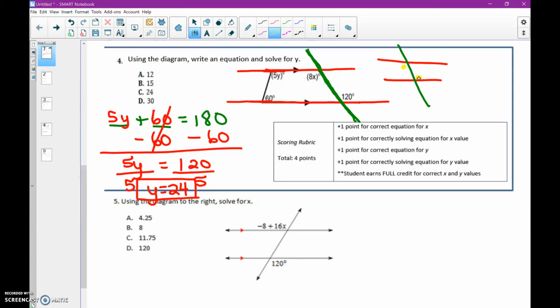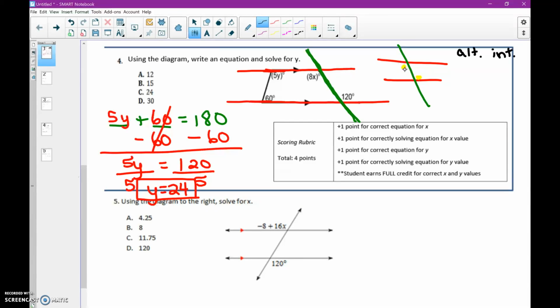Now those are not same side interior. They're not between the red lines on the same side. This time they're on opposite sides. Well, what's that word that we used for opposite? Hopefully you remember the word alternate. And they are interior angles, so they're alternate interior.